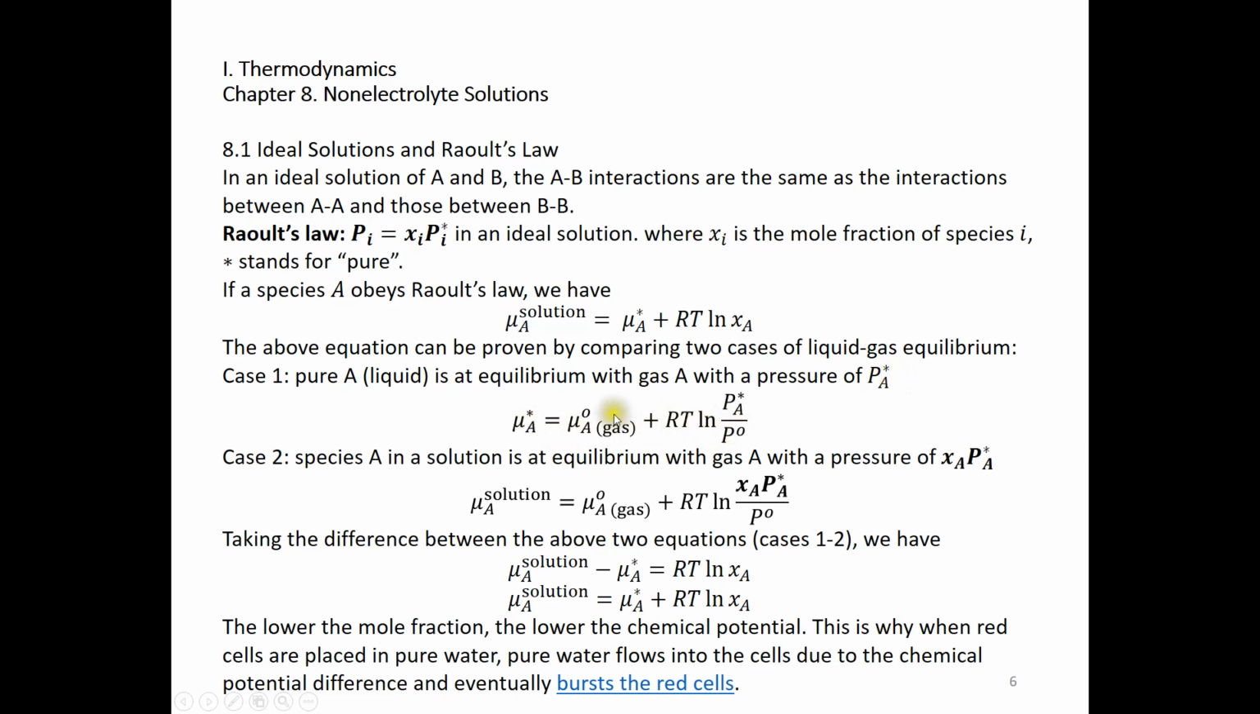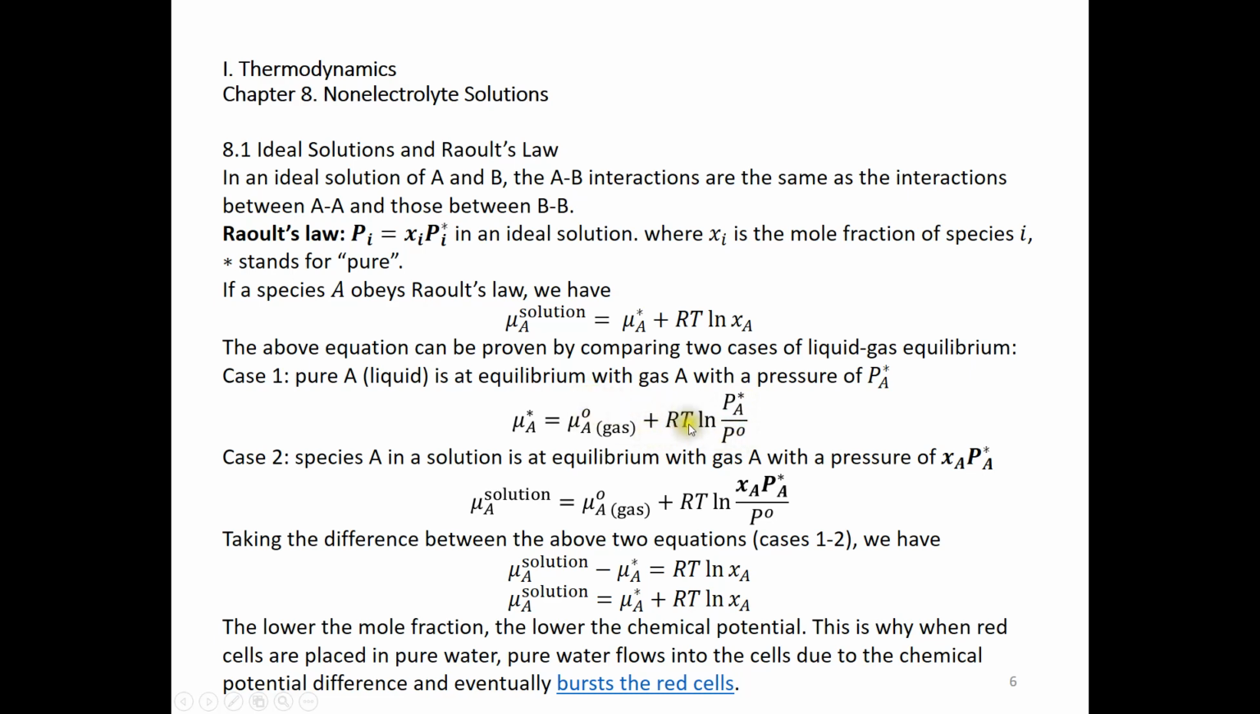For the gas phase, mu star, we have this equation. For the chemical potential of the gas phase, this is the chemical potential of pure A in the gas phase under 1 bar condition, plus this pressure dependence. The pressure dependence is RT times the natural logarithm of PA star over P naught.